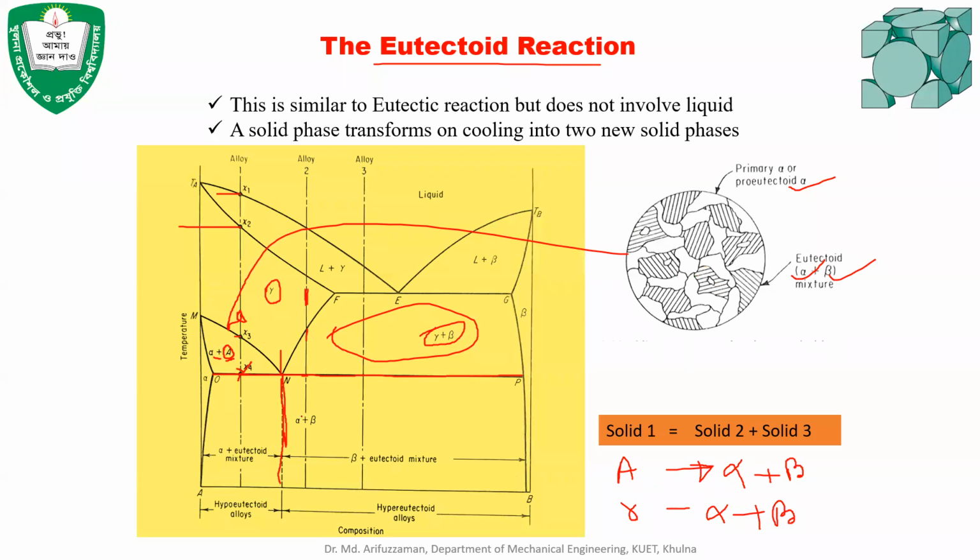And on the other side, if you consider this side, then in this case pro-eutectoid beta will be present. In the case of alpha, there will be beta, and the mixture will be the alpha and beta mixture. Okay, any question?